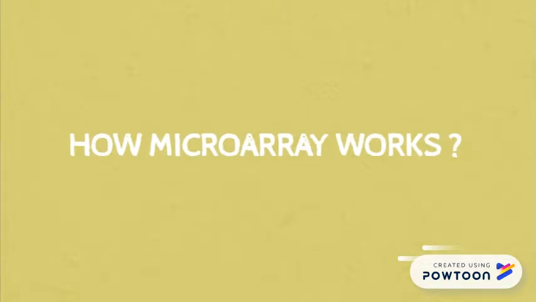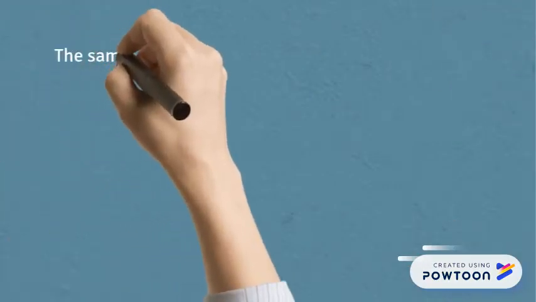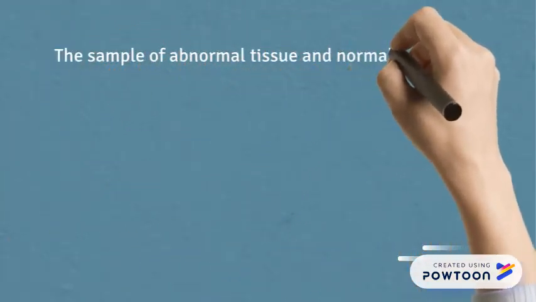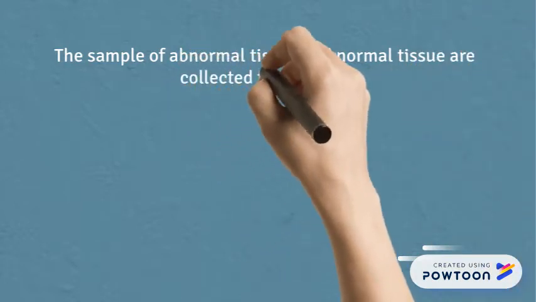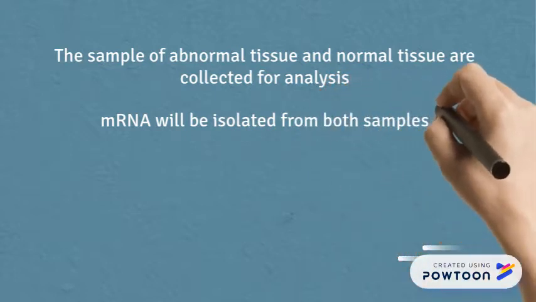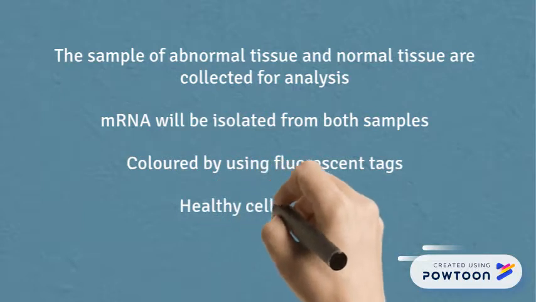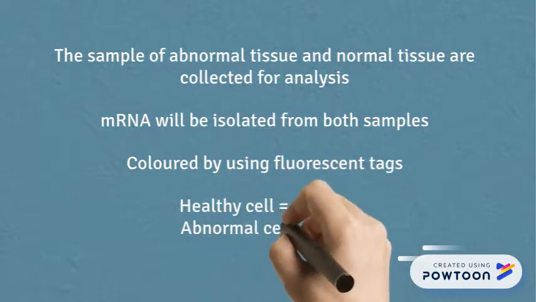Now we're moving on to the how microarray works part of the presentation. Firstly, the samples of abnormal tissue and normal tissue are collected for analysis. mRNA will be isolated from both samples. Both samples will be colored by using fluorescent tag. For healthy cell, it will be colored by green, while the abnormal cell will be colored red.